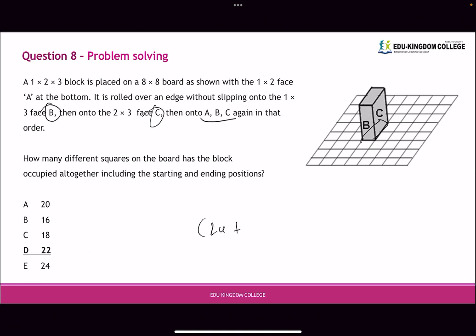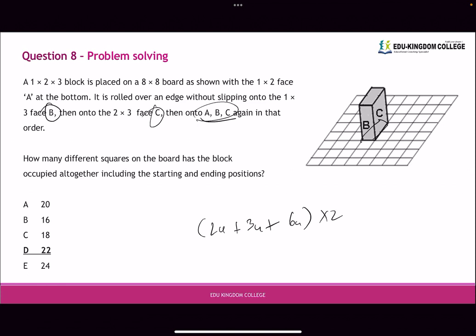So that question was worded a bit weirdly. All it's saying is it doesn't slip, it just moves on to the next face. It just falls flat onto the next face. So it falls onto the 1 times 3 face, which is 3 units, and then rolls onto the 2 by 3 face, which is 6 units. Okay, and then does the same thing all over again.